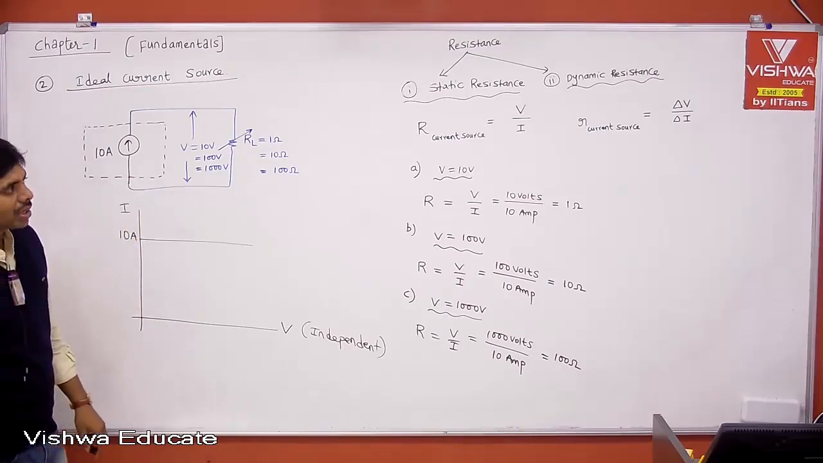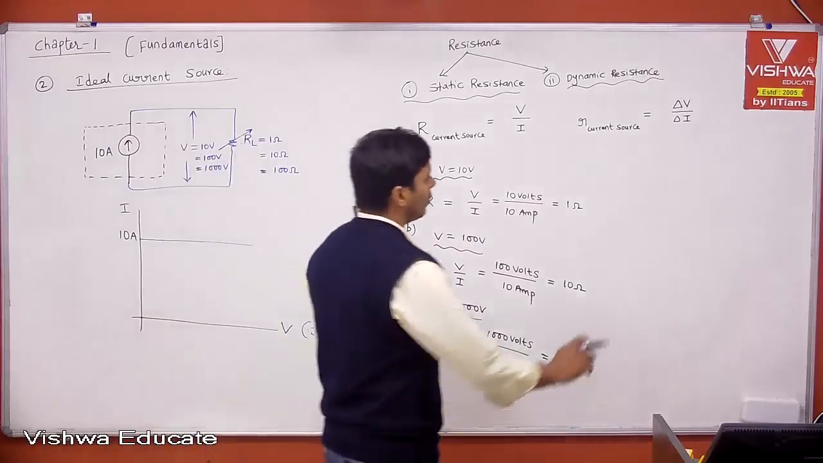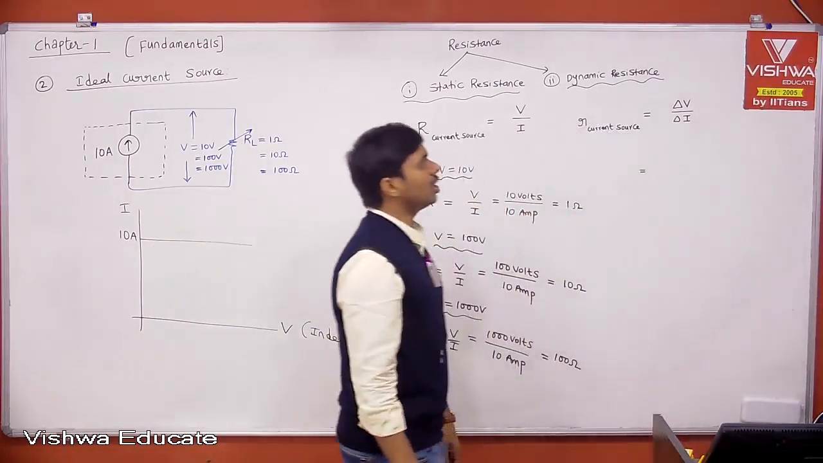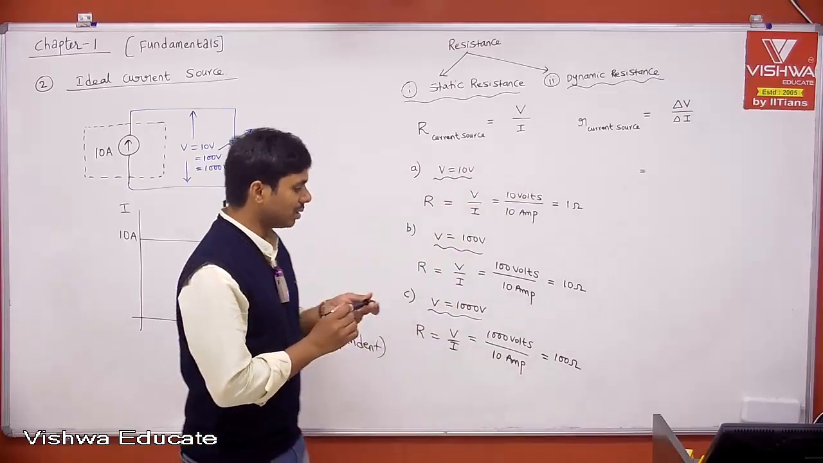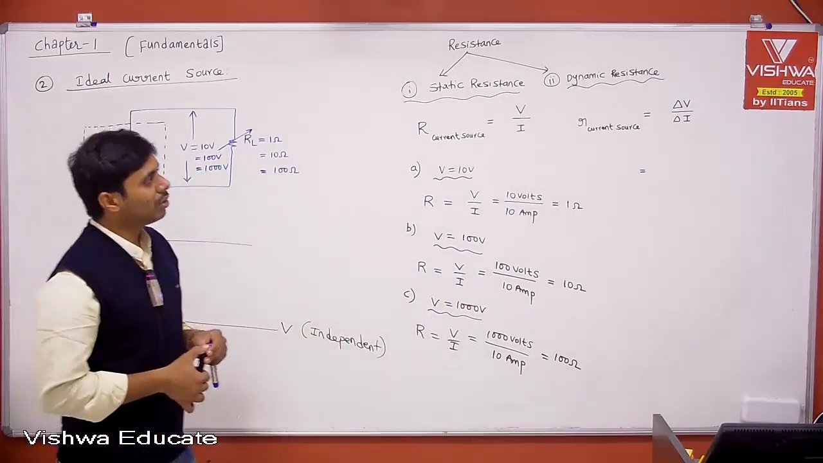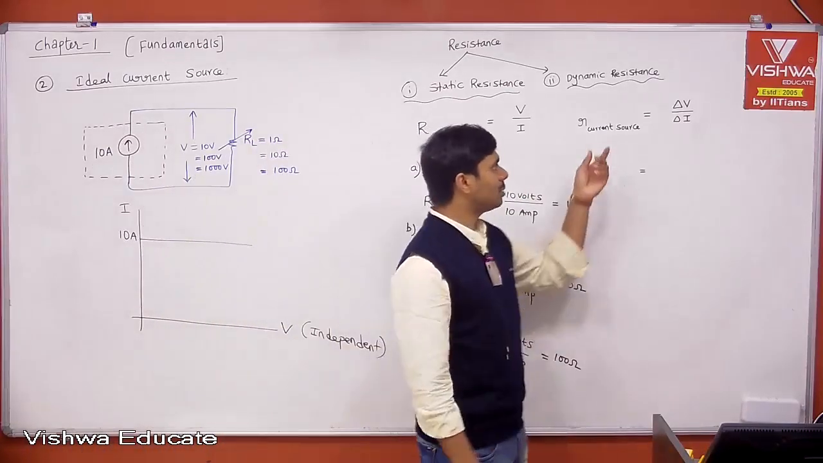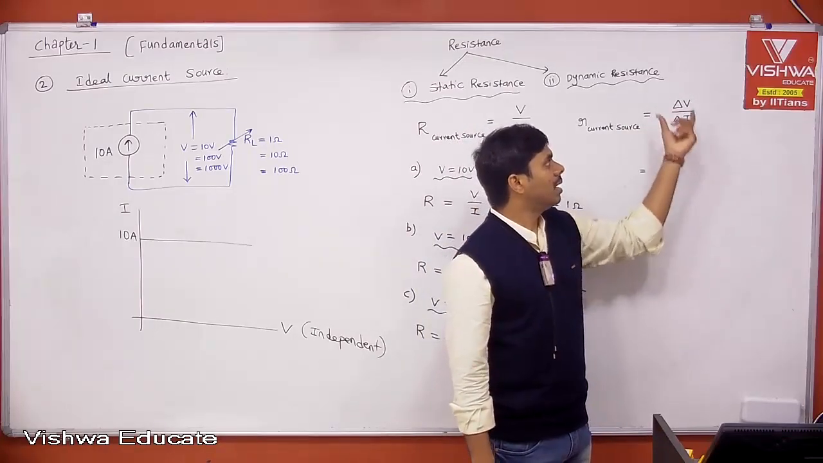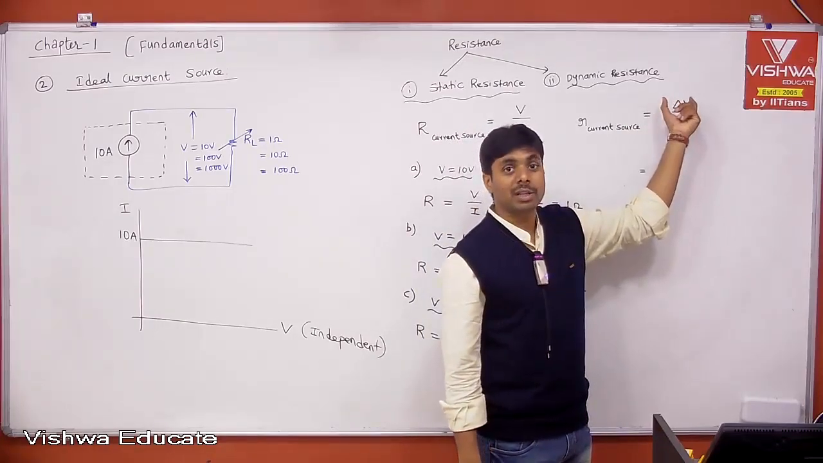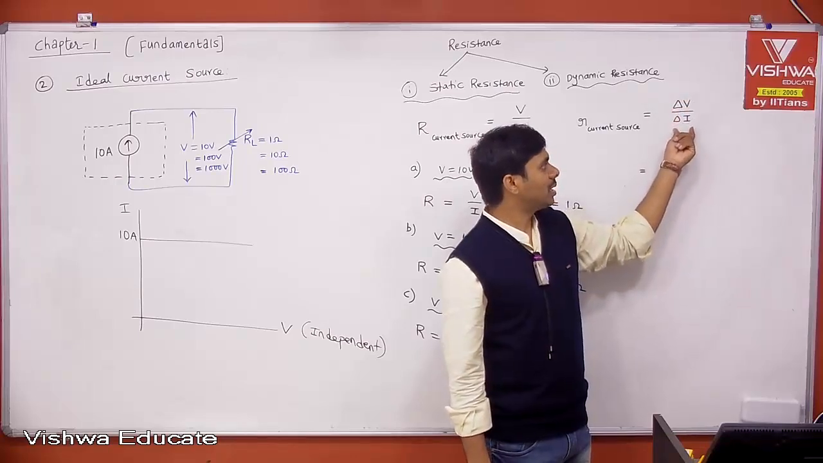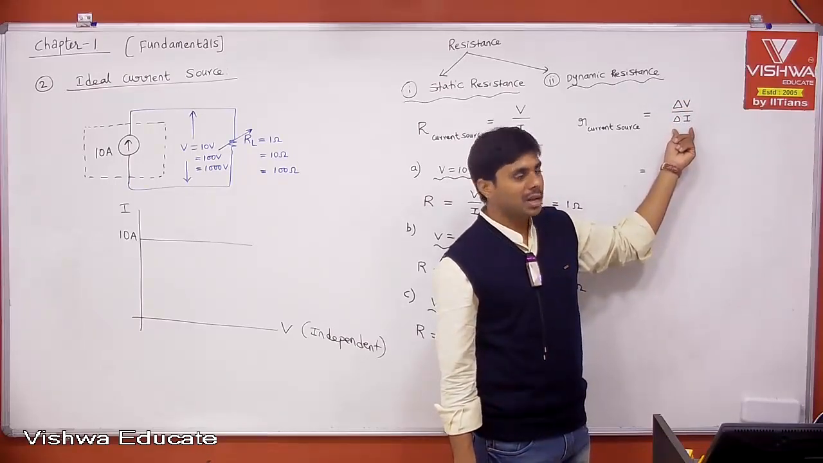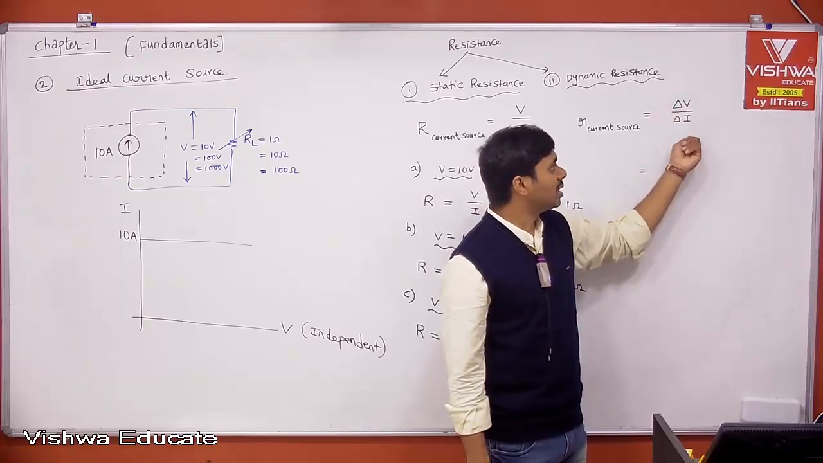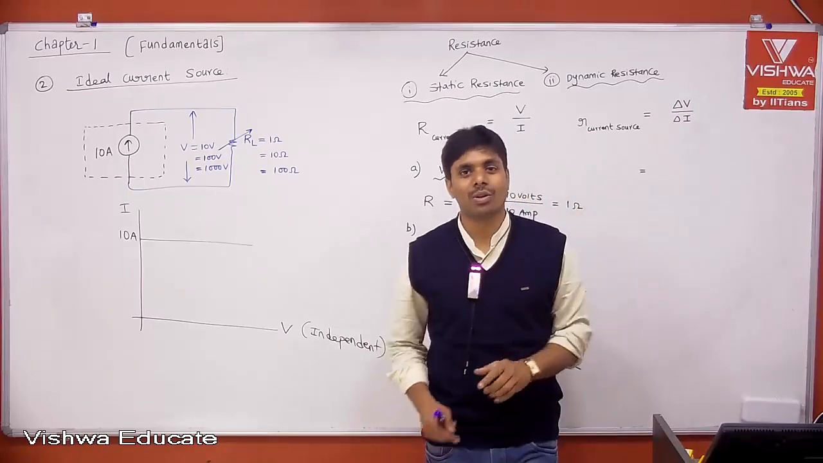Let's see, what is the dynamic resistance of your current source? Tell me what is dynamic resistance? I want to know the change in voltage because of the change in current. Mathematically, we say delta y by delta x, or delta V by delta I. Always the numerator is the dependent parameter and the denominator is the independent parameter, right? Therefore, are we expecting the change in voltage because of the change in current? That is true for your voltage source.